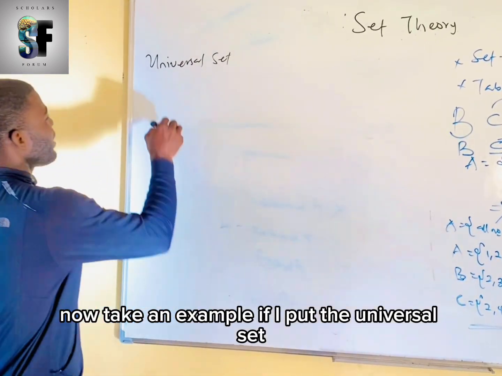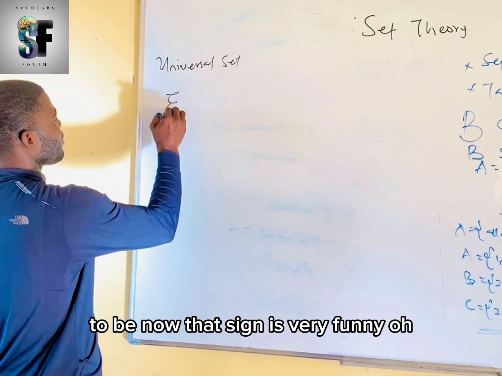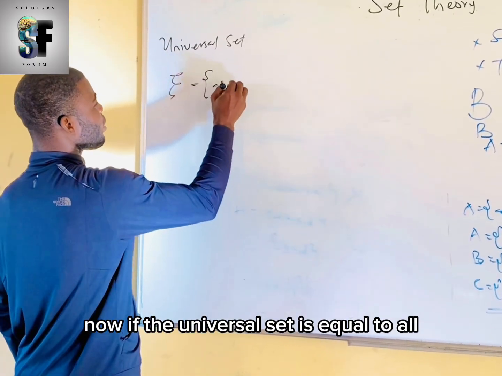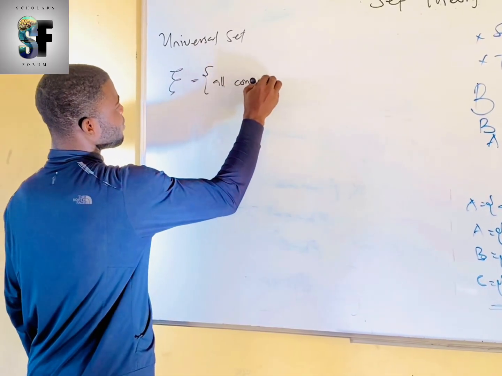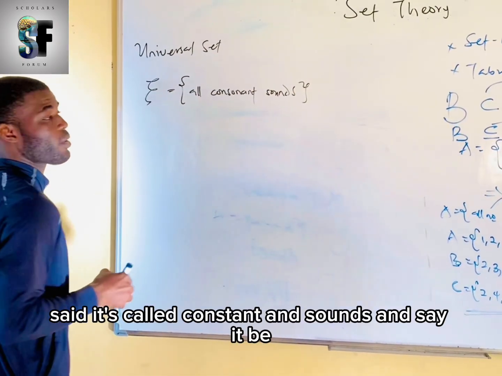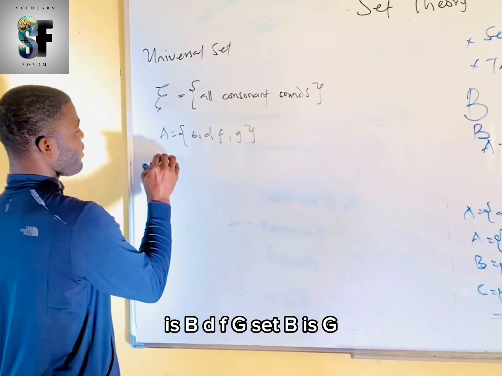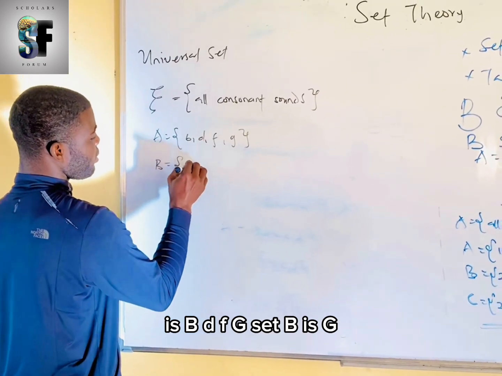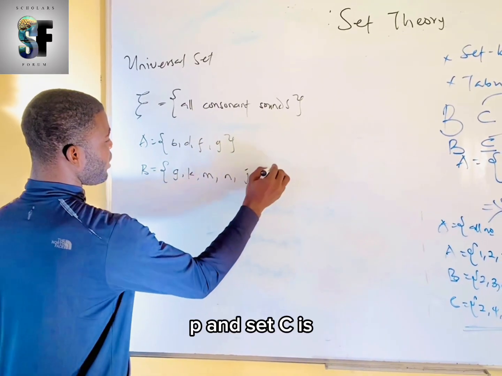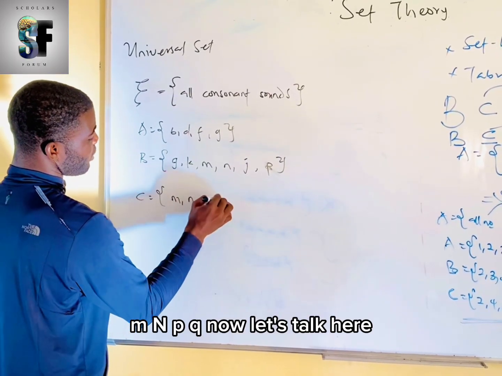Now, take an example. If I put the universal set to be... now that sign is very funny. Oh, okay, I think you can manage this. If the universal set is all consonant sounds, and set A is B, D, F, G, set B is G, K, M, N, J, P, and set C is M, N, P, Q.